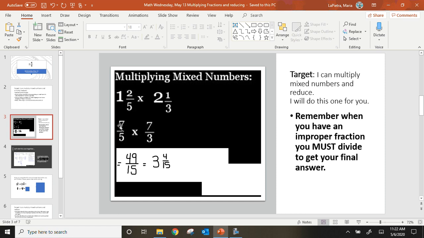Then when we multiply across, now you can multiply across your numerators and your denominators. So I have 49, 7 times 7, and 5 times 3 gives me 15. And I notice that this is an improper fraction, and when we have an improper fraction, we must divide. So when I divide that out, my final answer is 3. My remainder was 4. That's going to be the numerator of my fraction, and 15 is my denominator, which remains the same. So my final answer is 3 and 4 over 15.